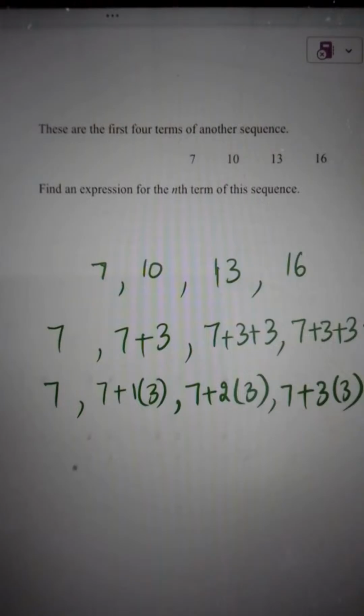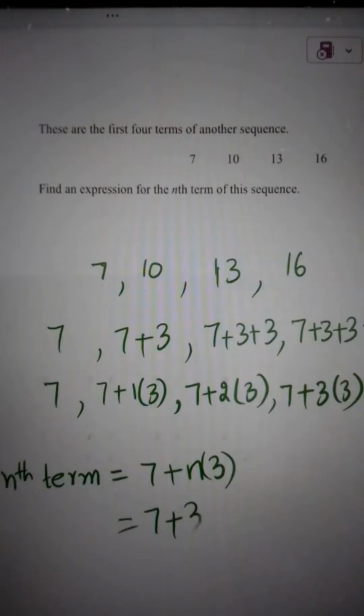So this gives us the clue that the first term is 7, right? The second term has 1 times 3. The third term has 2 times 3. The fourth term has 3 times 3. So the nth term, if we write, is 7 plus n times 3, or we can write 7 plus 3n.